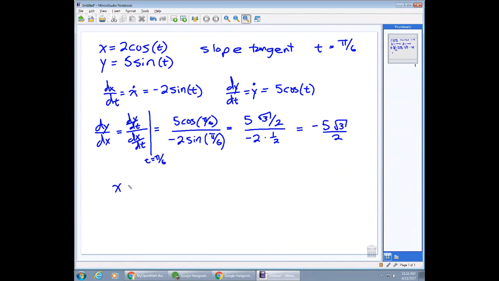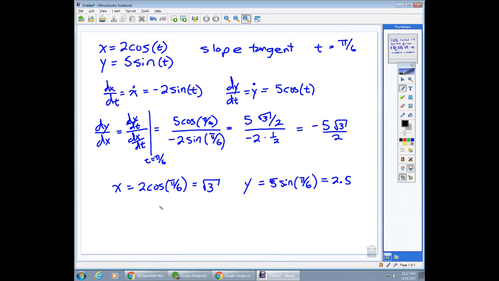So the x value of that point is going to be 2 cosine of pi over 6, which would be square root of 3. And the y value is going to be 5 sine of pi over 6, which should just be 5 halves, or 2.5. Call it 2.5. And then I could use the point slope form of a line to get a quick version of it here. And that says take y minus your y value, 2.5, set that equal to your slope, negative 5 square root of 3 over 2, parentheses, x minus your x value.